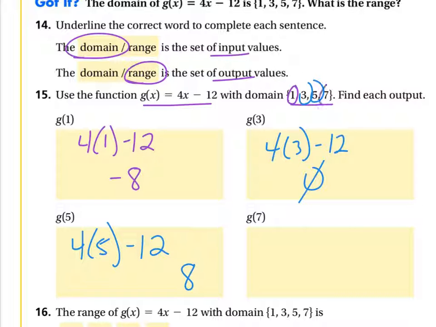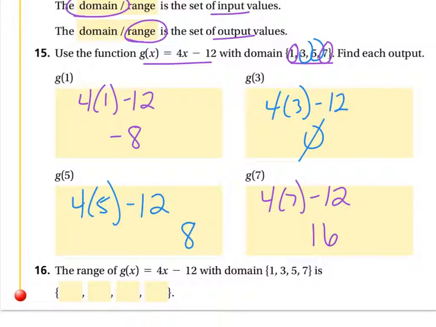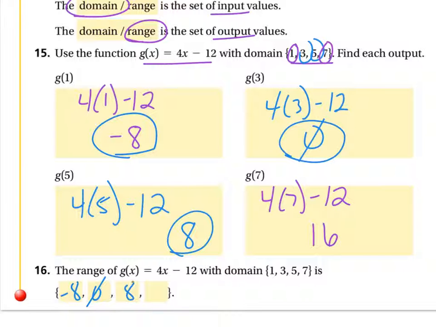And to put 7 in, I have 4 times 7 minus 12. That's 4 times 7 is 28, minus 12 is 16. So my range is -8, 0, 8, and 16.